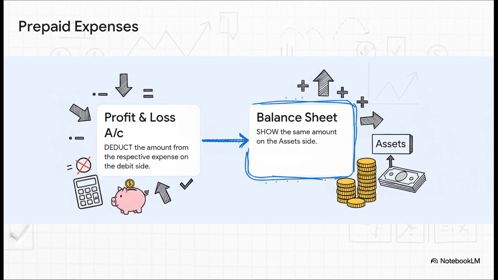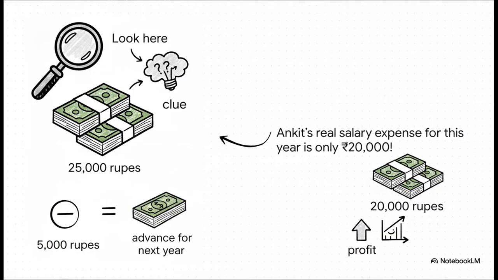So what's the treatment for this one? Tension nahi lene ka. This is also very simple. Again, a two-step process. First, you deduct the advance amount from that expense in the P&L account. And second, you show the same amount on the asset side of the balance sheet. Why an asset? Because it's a future benefit that the business owns. Pretty cool, huh? Let's go back to Ankit's case file.